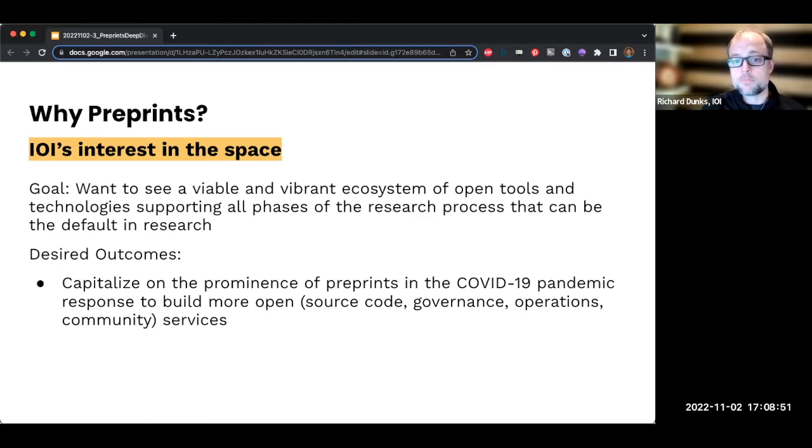So you probably saw preprints being mentioned in popular media, and it seemed to be a moment where other people outside of the research space were aware of these. We wanted to use that to talk about how we could build more open services, particularly in the case of open source code, open governance, open operations, community led operations.